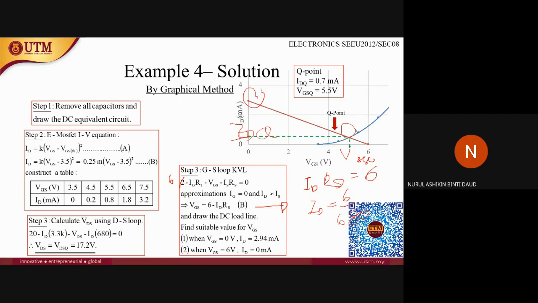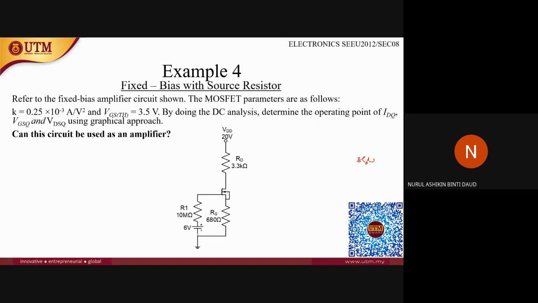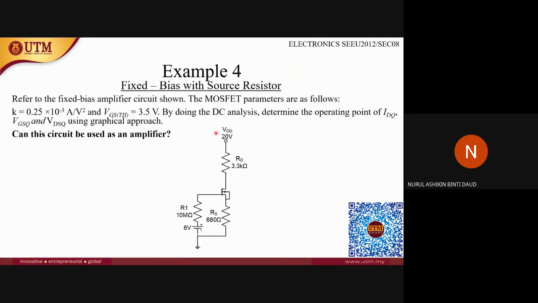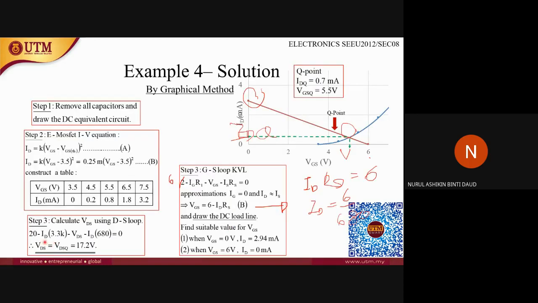And then once you get those two values, you need to find VDS, since the question asks for VDSQ as well. In order to find the VDSQ, we need to use the DS loop. Okay, the DS loop is here. It doesn't really look like a loop, but it is here. VDD minus IDRD minus IDRS. Alright, so you will get the value 17.2.